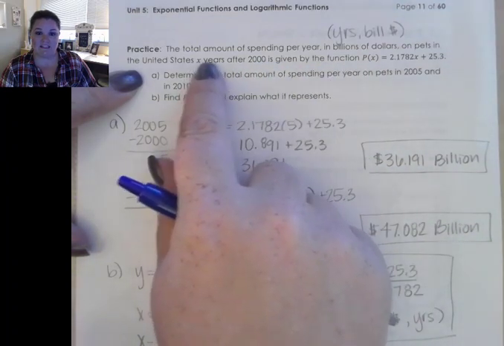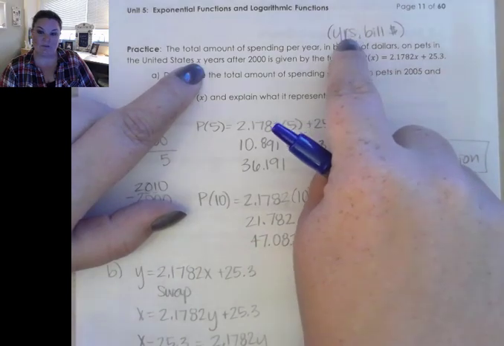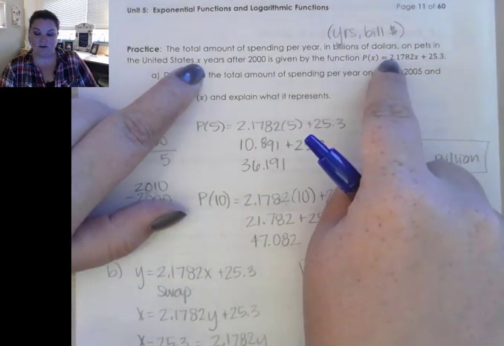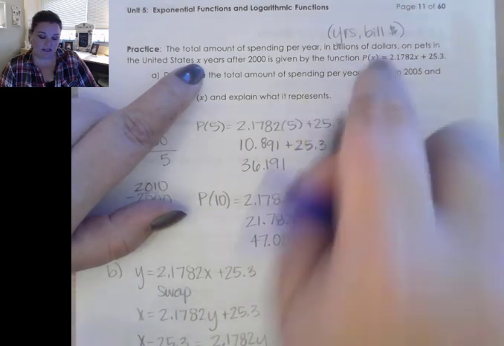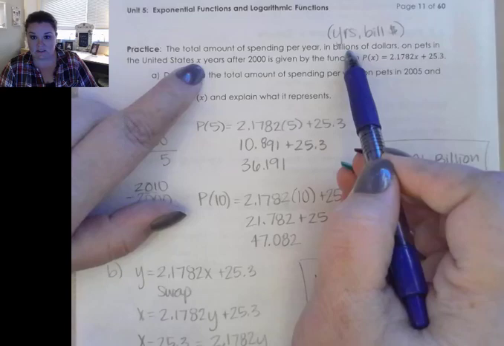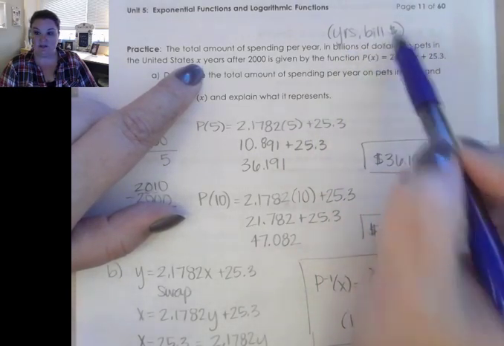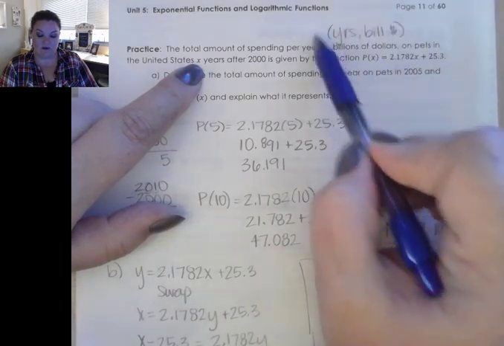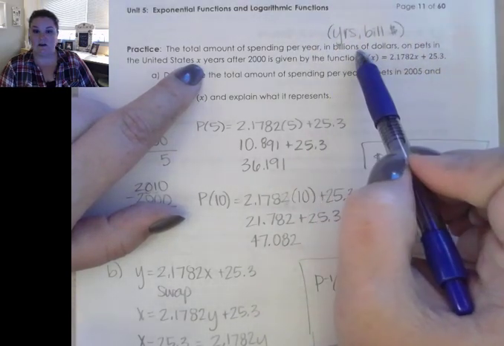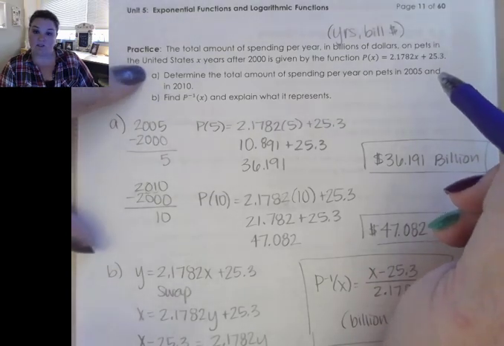So it says x years after 2000. So we already know that x is representing the number of years. So when we plug in the number of years, what this function is telling us is the total amount of spending in billions that is spent on pets, right? So this is billions of dollars, okay? So once we know what our function is representing, then we can go ahead and move on and see what they want us to do.